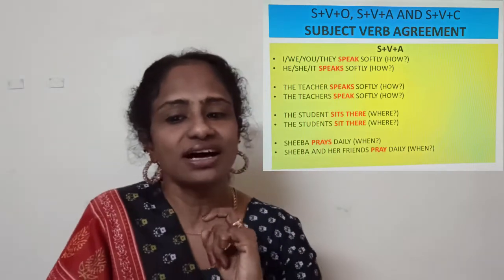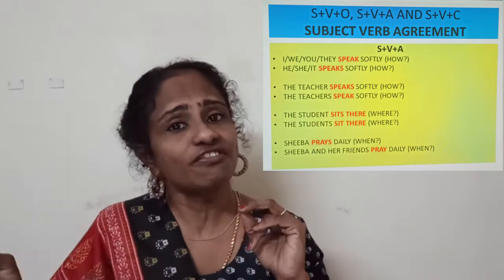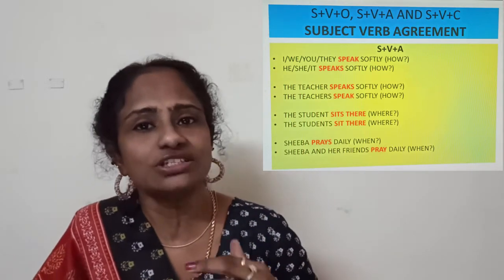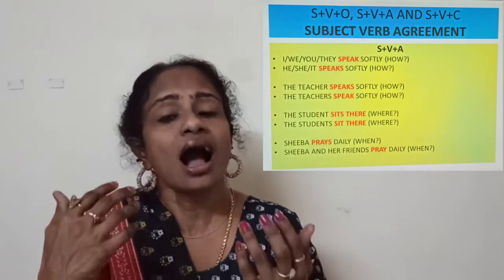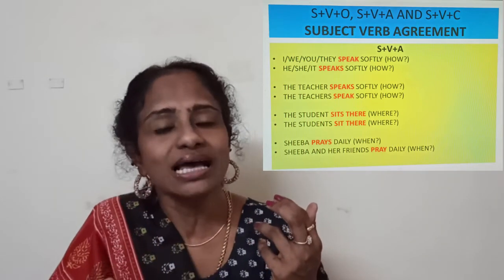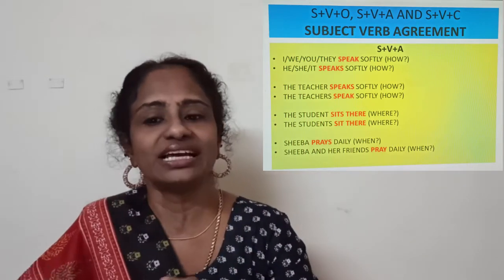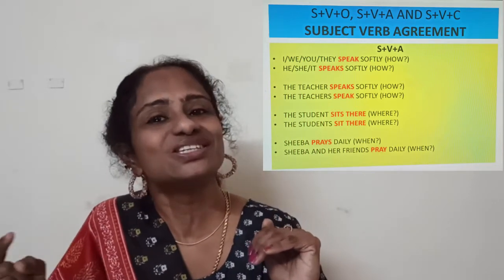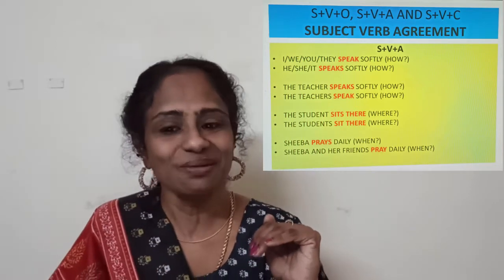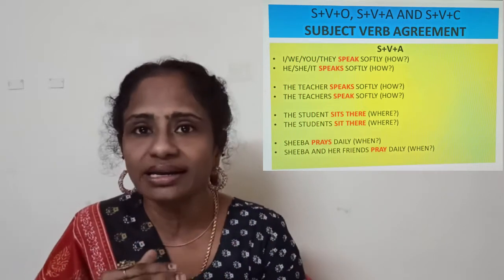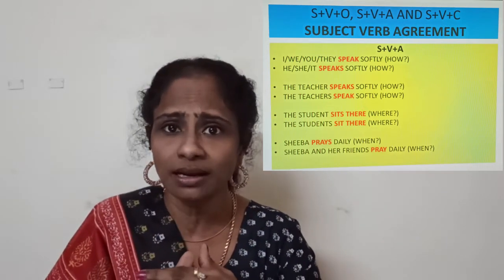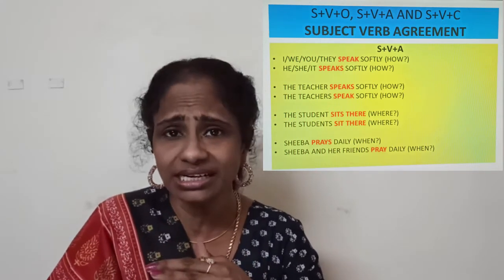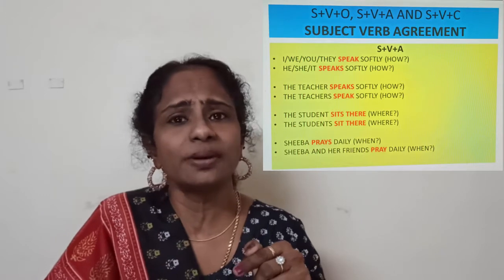So the first sentence is I speak softly, we speak softly. I speak how? I speak softly. Softly says more about what? About speaking. How am I speaking? I'm speaking softly. So I speak softly, we speak softly, you speak softly, they speak softly. Now I am writing it separately for he, she, it. Why? Because we make mistakes, and because we are also seeing subject verb agreement.